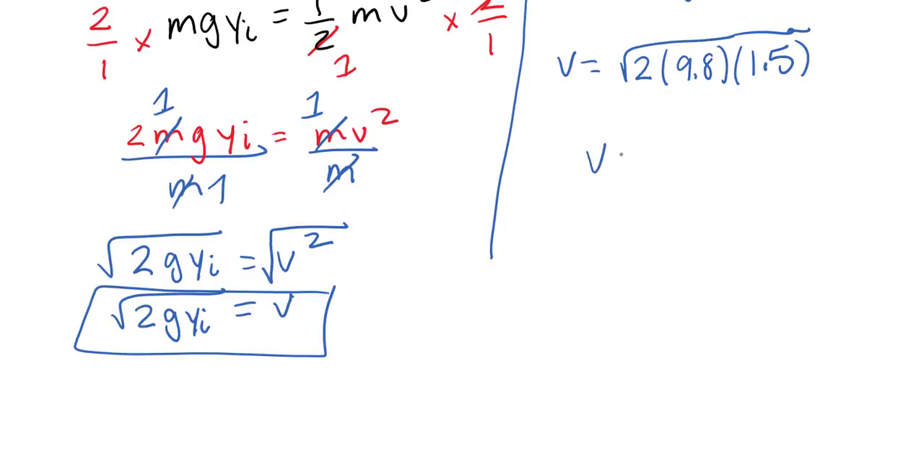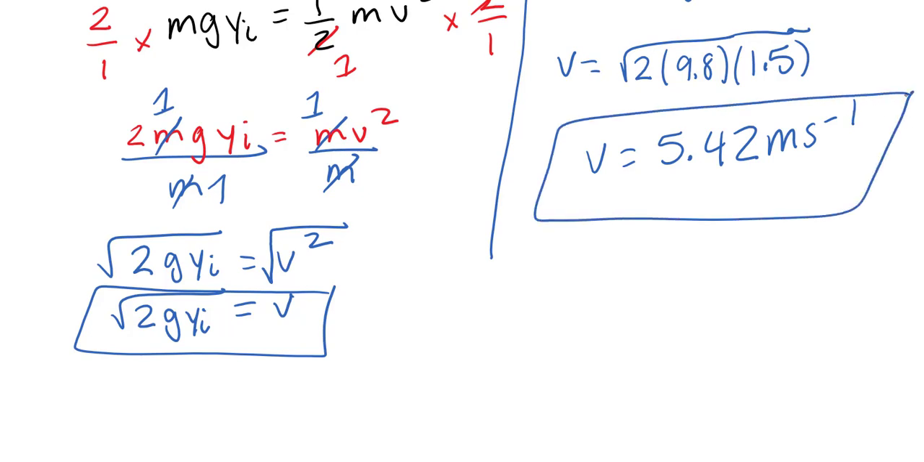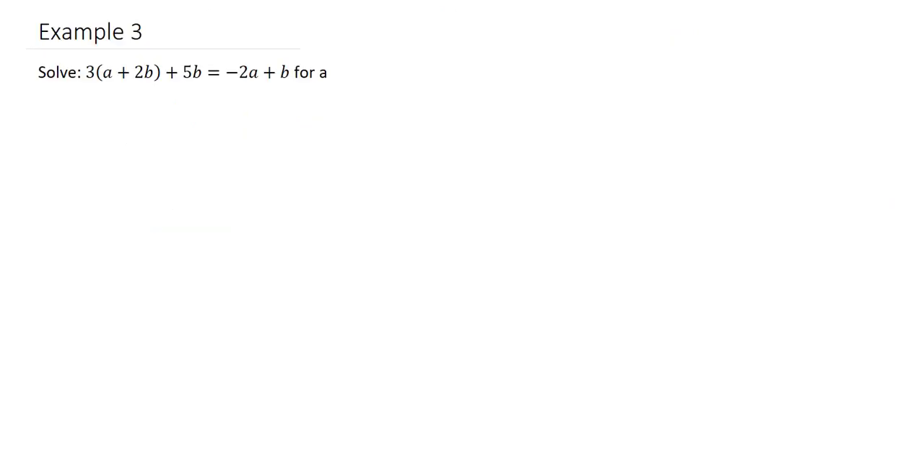So our velocity is 5.42 meters per second. Or we can show it like that, and that would be our answer. So this is what it represents here in terms of the variables, and then here with the actual number. Now let's do one more example.